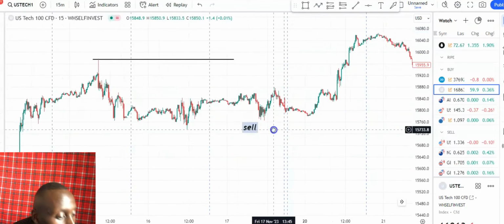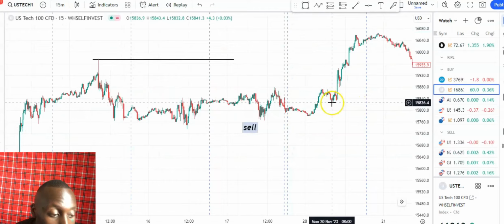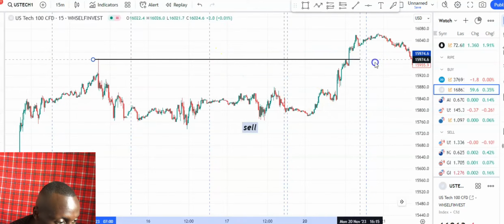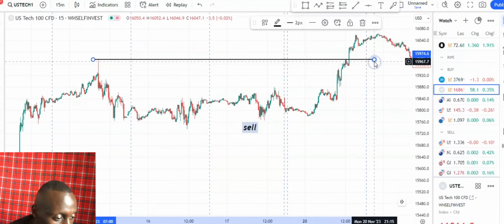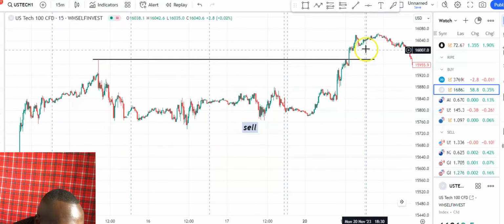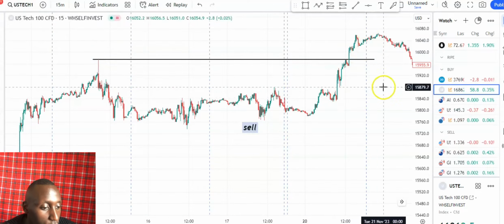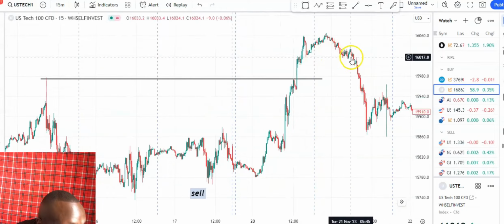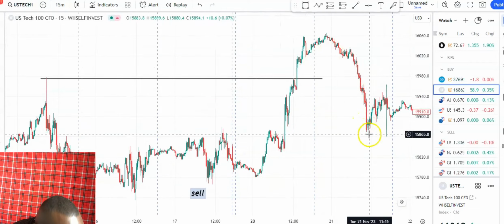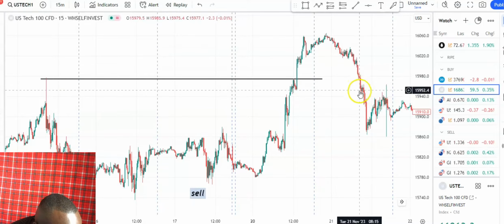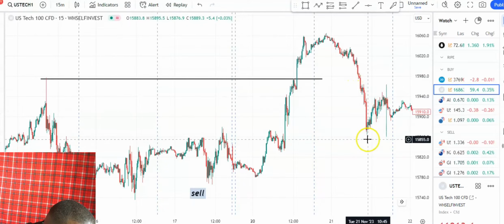And again, on Monday, I am looking to sell. Now, on Monday, price never obeyed our thesis, which is okay. And what happens? Price breaks out on Monday and closes outside of the range. So I would be looking to buy the next day. I'll be waiting for price at the low of the day to give me a buy.